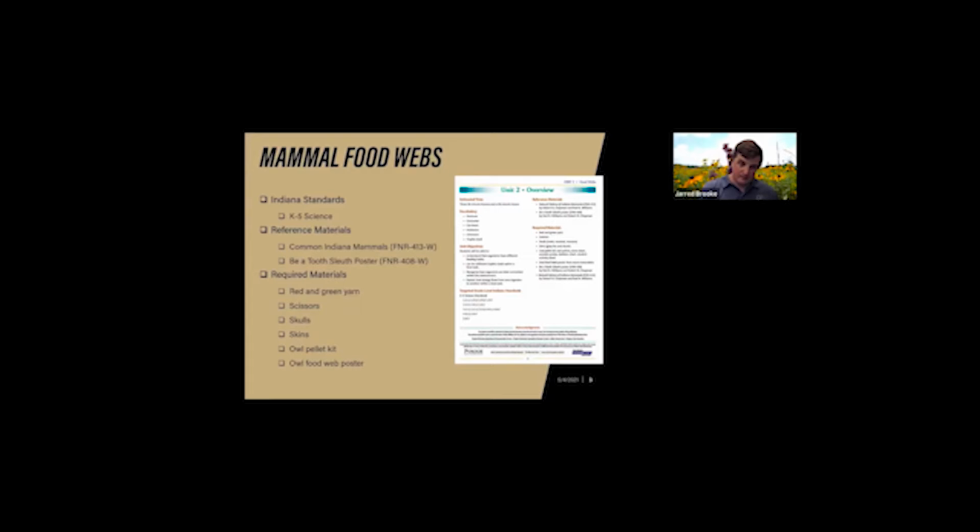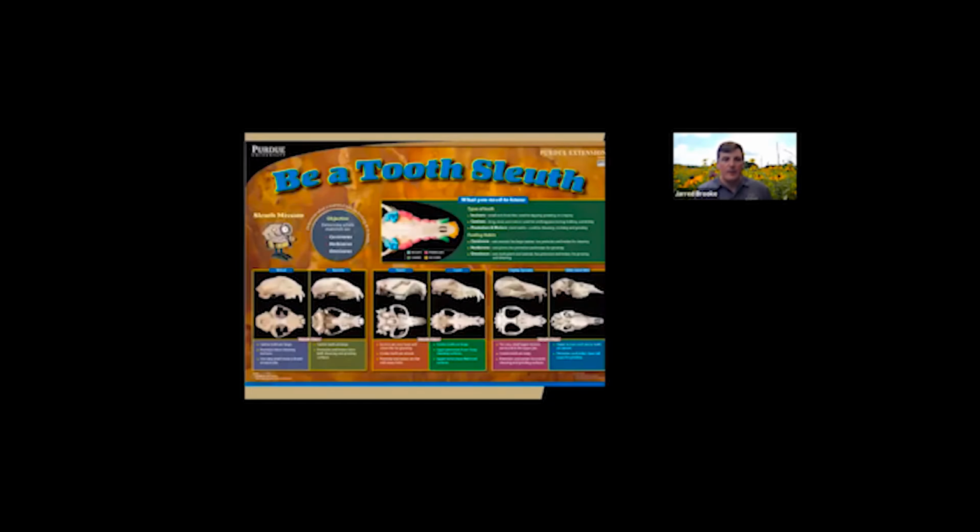So what do they eat? You will also want to download the Be a Tooth Sleuth poster, which is a free download from the Nature of Teaching website. And that's another good reference material to have to familiarize yourself with prior to using this unit in the classroom. The required materials in this are red and green yarn, scissors, skulls, skins, owl pellet kits, and an owl food web poster. We'll talk about where you might be able to acquire skulls, skins, and some of those materials later on. So here's just a picture of what the Be a Tooth Sleuth poster looks like.